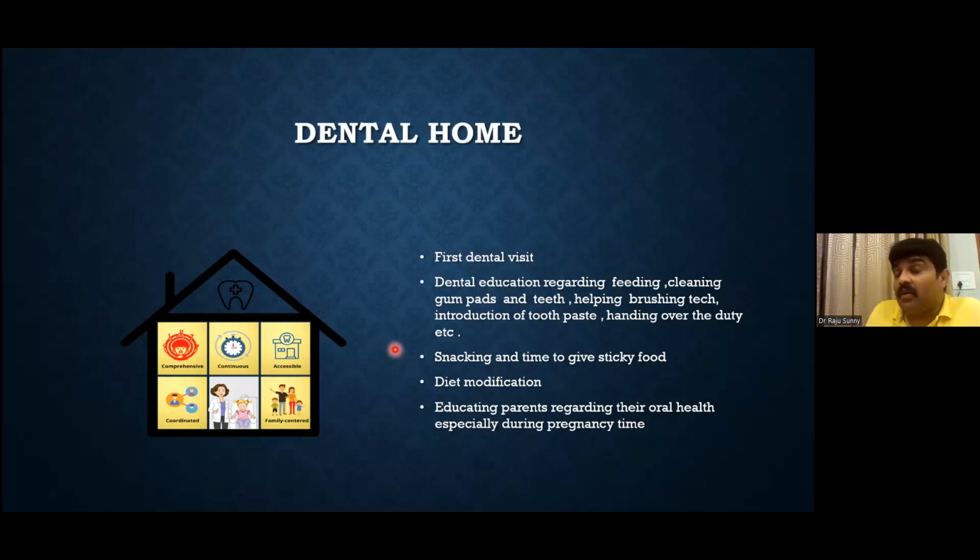Then there is how to do snacking. What is good snacking? What is bad snacking? And at what time can the snacking be given? Or diet modifications. We have learned a lot in our dental school about diet modifications, but exactly what diet modification, how it has to be formed, we should know, so that we can tell our patients and educate the children and the parents to have good oral health.